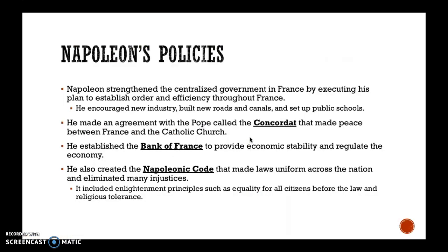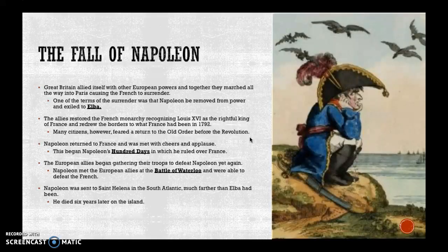Napoleon strengthened the centralized government while he was in power in France by executing his plan to establish order and efficiency. He encouraged new industries, aka factories, built new roads and canals, and even set up public school systems. He made an agreement with the Pope called the Concordat that made peace between France and the Catholic Church. He established the Bank of France to provide economic stability. He also created the Napoleonic Code that made laws uniform and eliminated a lot of the injustices and included many of the Enlightenment principles. Overall, though, Napoleon couldn't stay for very long.